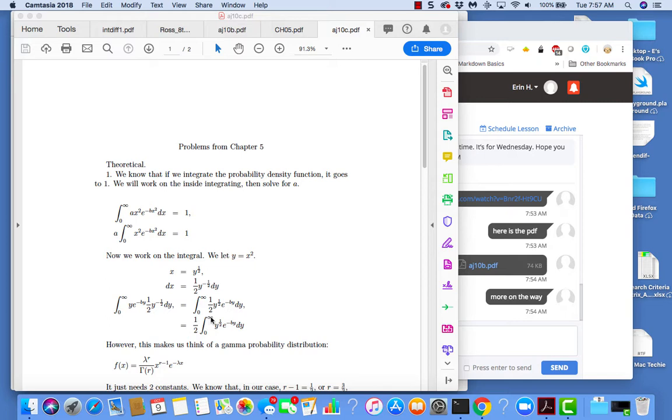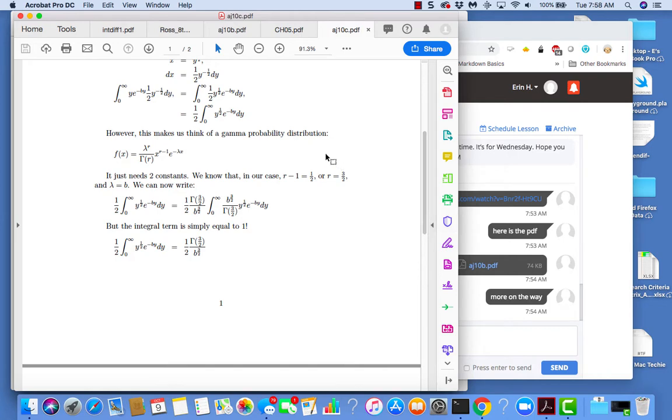Now I'm going to combine them. So I had y here times y to the minus 1/2. That gives me y to the positive 1/2 times 1/2 times e to the minus b y dy. Then I'm going to pull the 1/2 out. So here I have my integral going from 0 to infinity of y to the 1/2 times e to the minus b y dy. Okay?